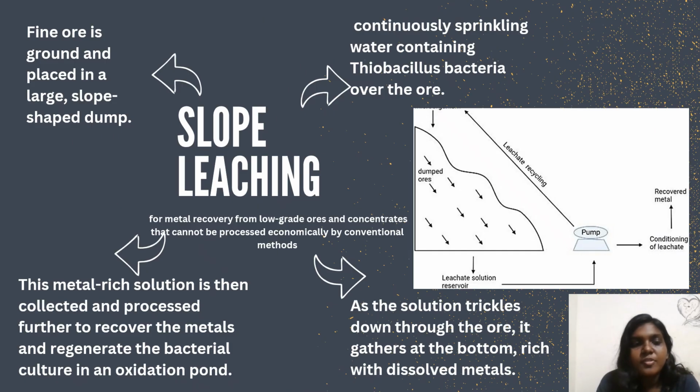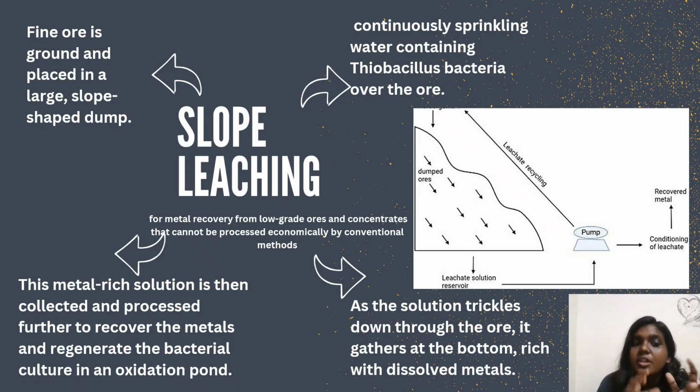So now we see about slope leaching. Slope leaching is a hydrometallurgical extraction method in which low-grade ore is stacked on a natural hillside or a man-made slope and irrigated with a leaching solution. This solution flows downwards by gravity, dissolving valuable metals. So now we'll see how it works.